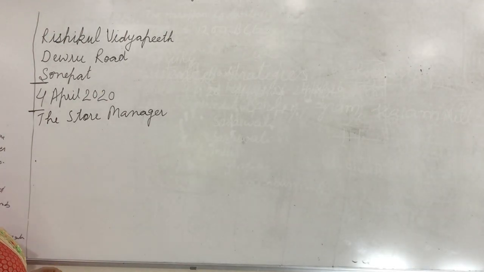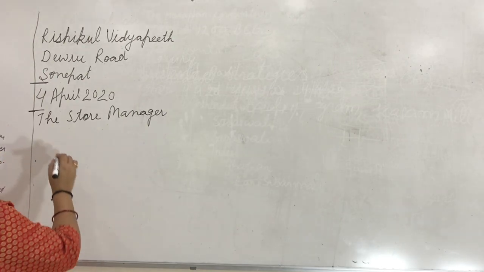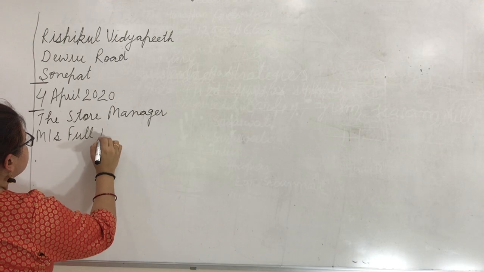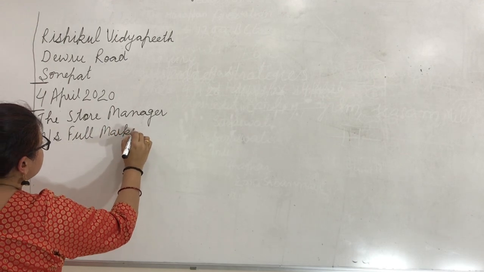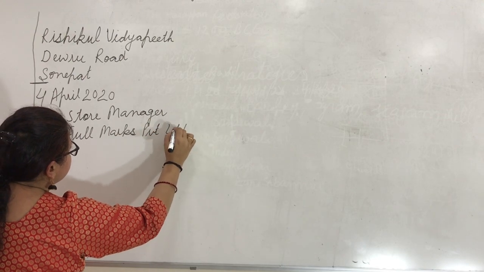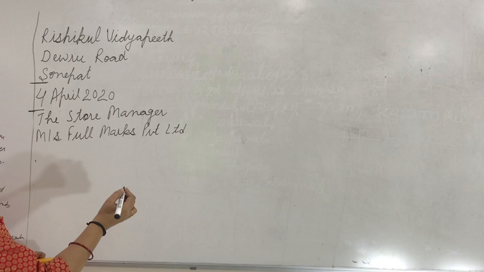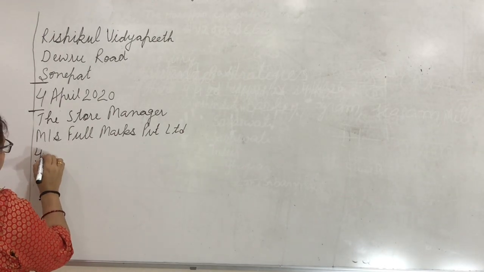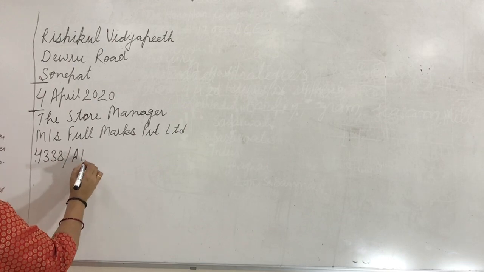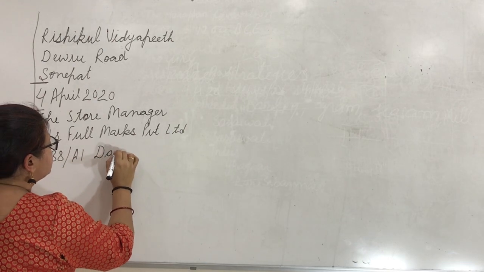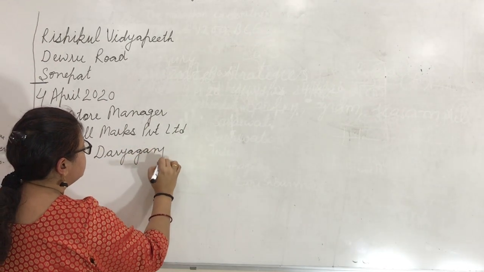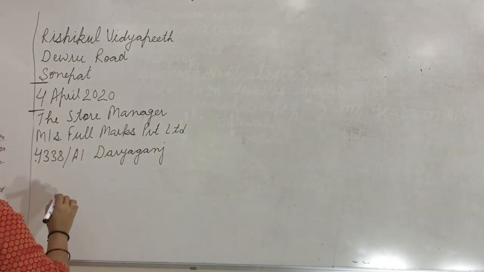Let's assume any publishing company. Here I am assuming Messrs. Full Marks Private Limited. Then what will be their address? Say 4338 upon A1. And where are these publishing houses mostly situated? Yes, generally they are situated in Daryaganj, New Delhi.